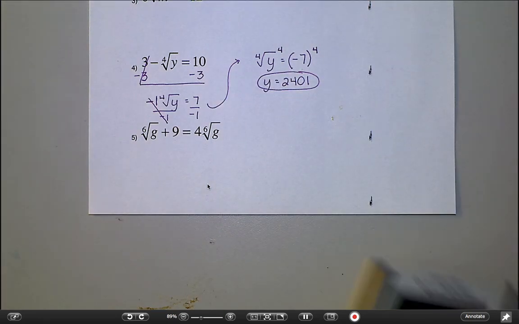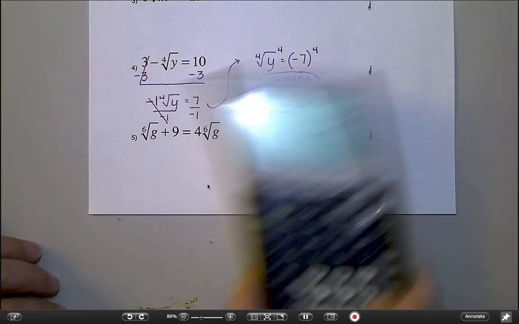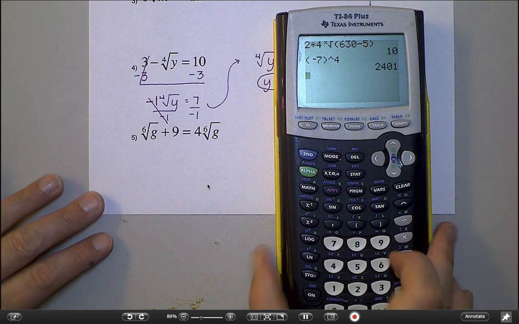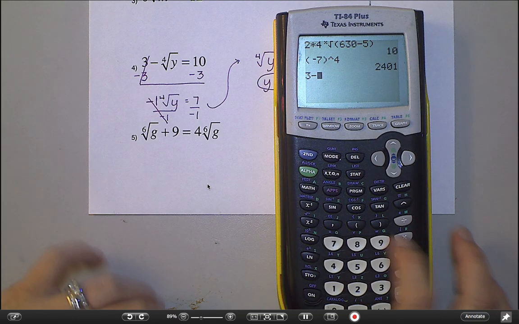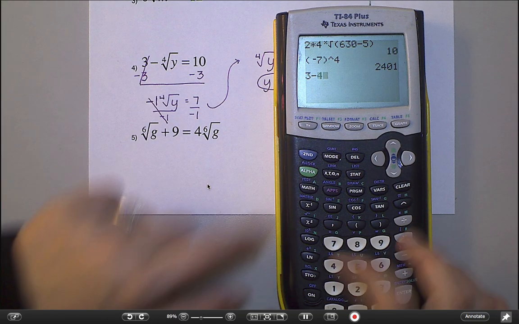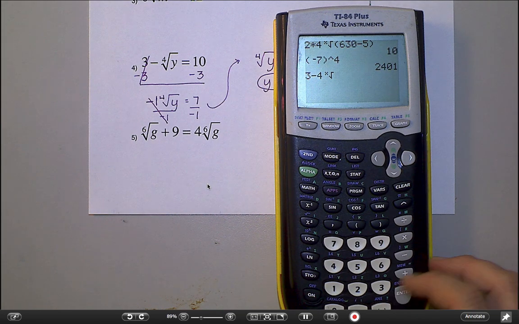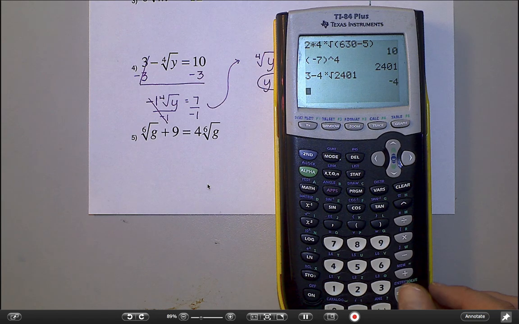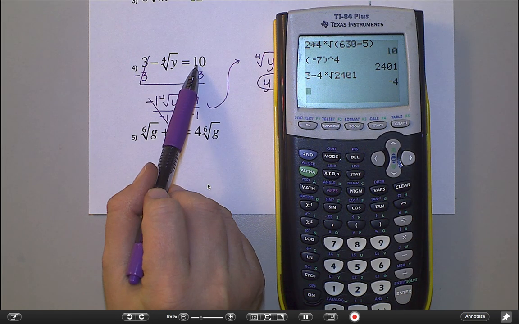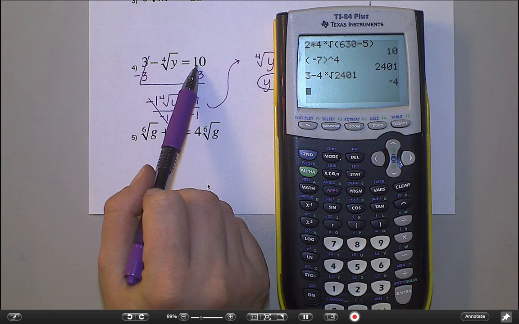And then I'm going to check. So here's my calculator. 3 minus the 4th root, so 4 x root of 2401. And we're hoping that it comes out to be 10. And it does not. So notice I did not get that answer that I was supposed to get.